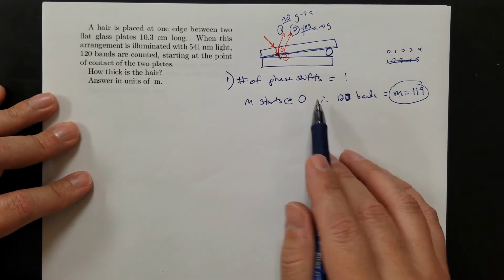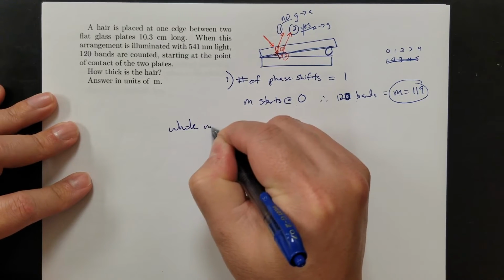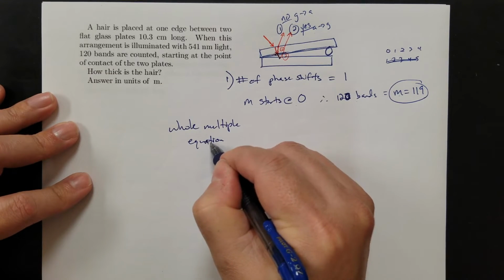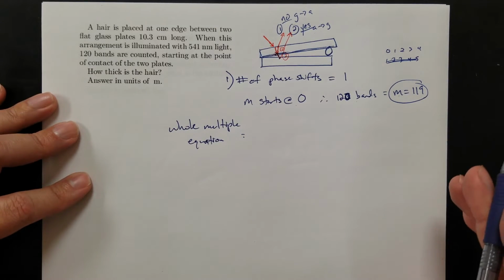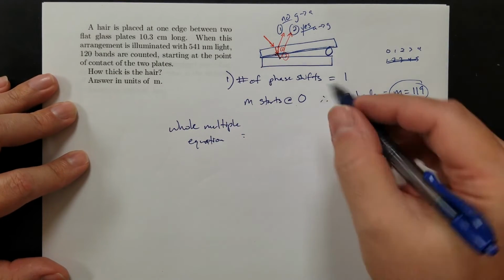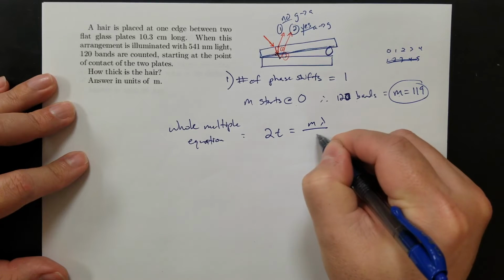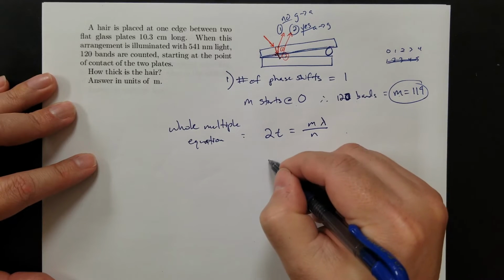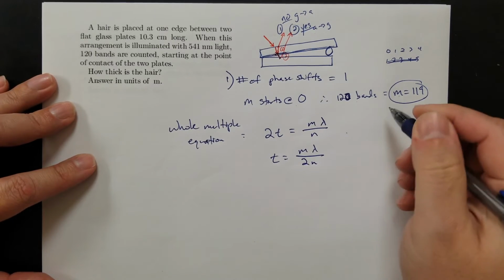Now it's easy. I figured out what I need to figure out. I know there's one phase shift, so I'm going to use the whole multiple equation that we've talked about in class. Remember, there are two different thin film interference equations. They depend on whether you're using a whole multiple or a half multiple. One phase change equals the whole multiple equation. So 2 times the thickness equals m lambda over n. If I want to solve for thickness, t equals m lambda over 2n.